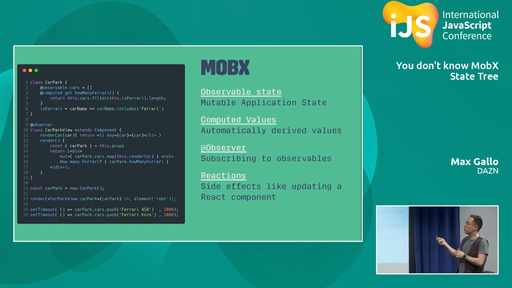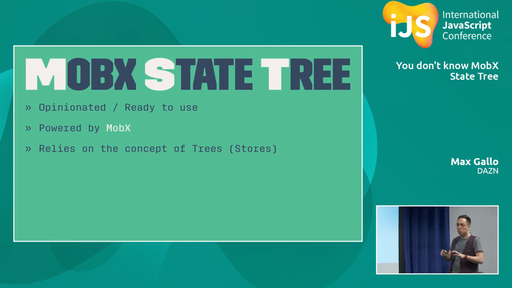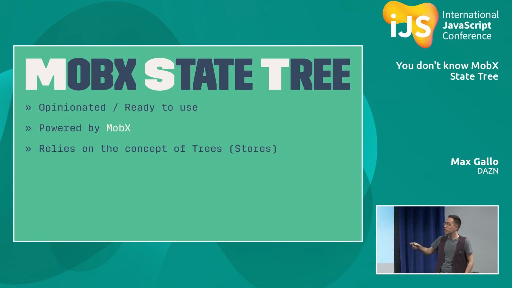So I would like to move a little bit forward and talk about MobX State Tree and why we need that. Because you saw MobX and you saw that it's powerful enough to potentially build almost whatever you need to manage your state. But you need some order. You need some rules, more or less. That's why the first thing that you will find about MobX State Tree is that it's opinionated or ready to use. Compared to MobX, MobX State Tree gives you a way to handle the process.